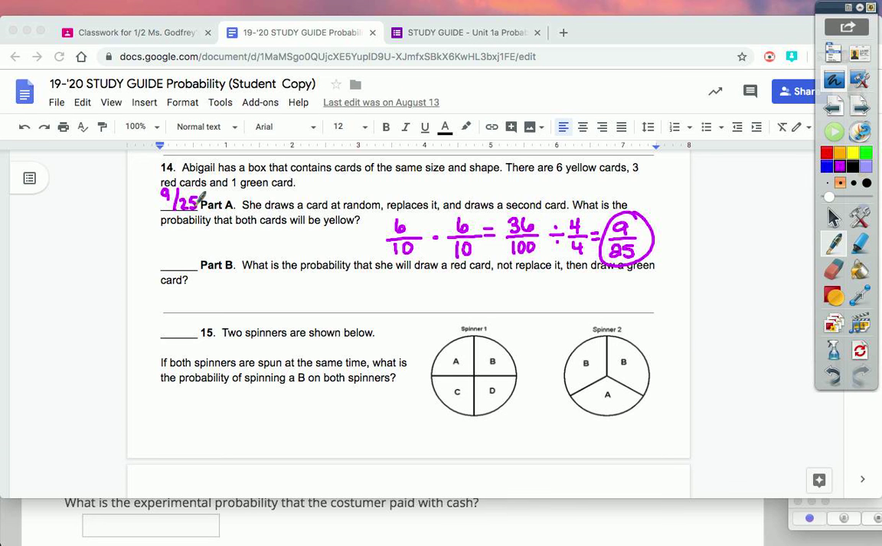Okay, what is the probability that she will draw a red card, not replace it? Key thing here is not going to replace it, and then draw a green card. So we're going to first look at our first event, which is to draw a red card. Again, we have 10 cards. Of those 10 cards, 3 are red. Our second event, we're not putting the card back, so we only have 9 cards to work with now. Of those 9 cards, 1 of them is green. We're going to multiply our first event by our second event. So that will give us 3 over 90.